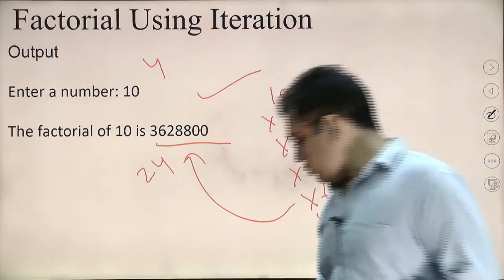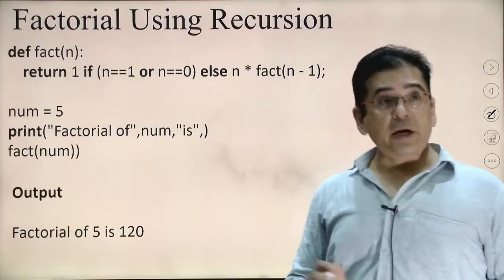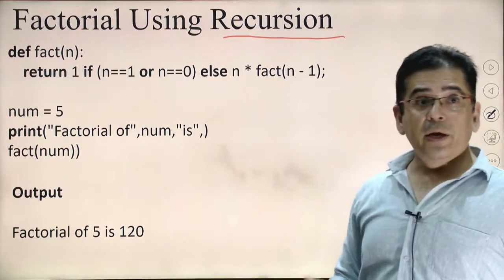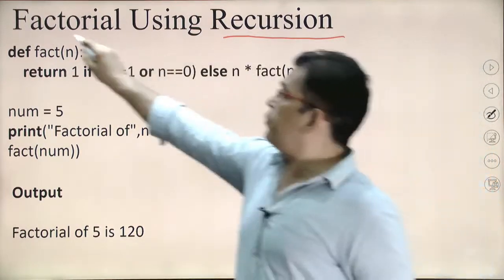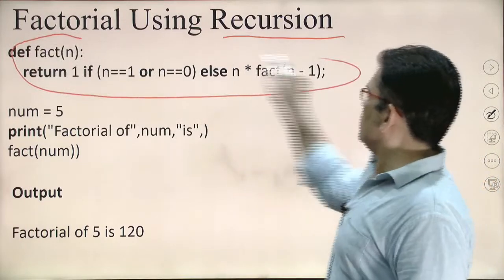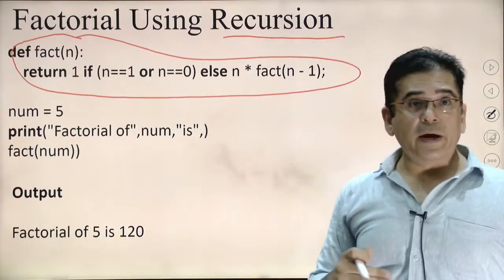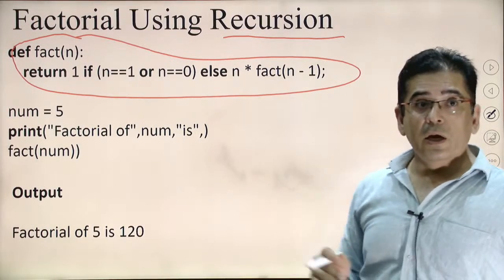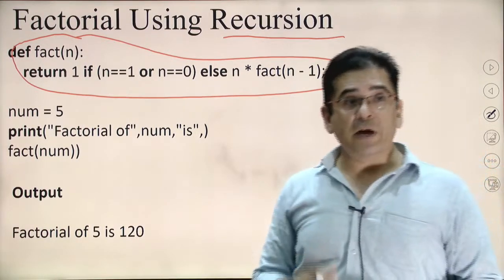Now coming to the factorial program using recursion. Now this is the main topic which I have to explain to you today, and this program requires only 2 lines. This is the complete code of writing a recursive program to calculate the factorial of a number. I have to declare a user defined function.